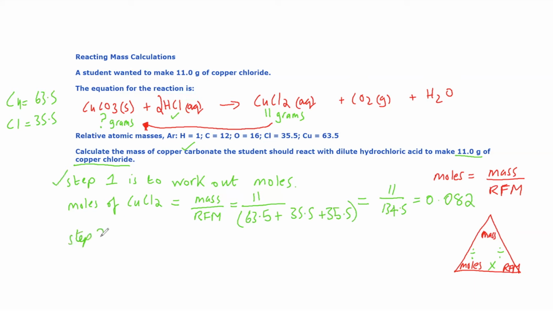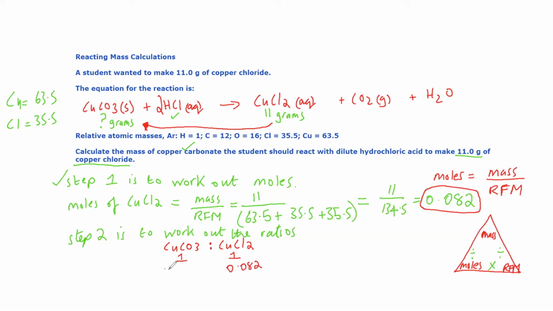Okay, step 1. Step 2, if you remember this, is the ratio. And the ratio of what? Look at the 2 things that I've connected in my question. So I'm going to write those 2 things down like this, with the numbers that are in front. Now, if there is no number in front of it in the equation, you just write a 1. I have 1 mole of copper carbonate, so I have 0.082 of copper chloride. I assume I have the same number of moles because it's a 1-to-1 ratio.